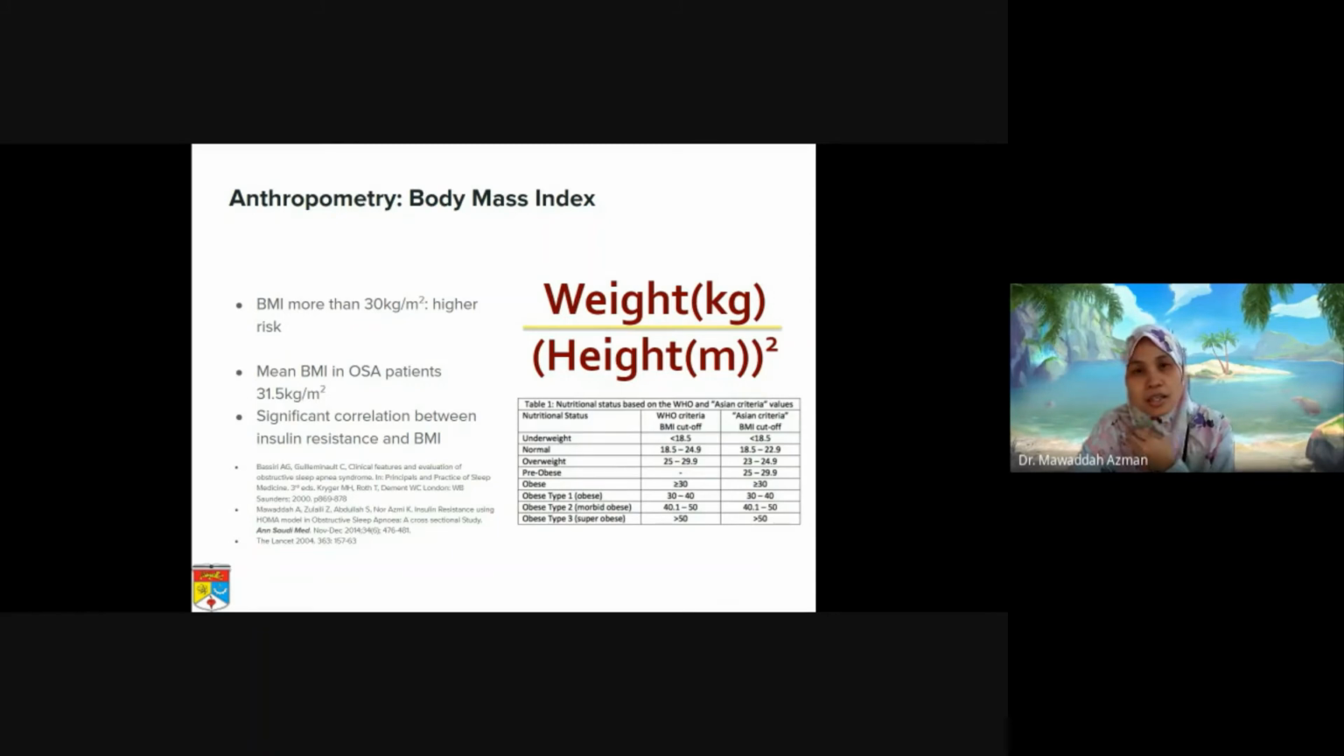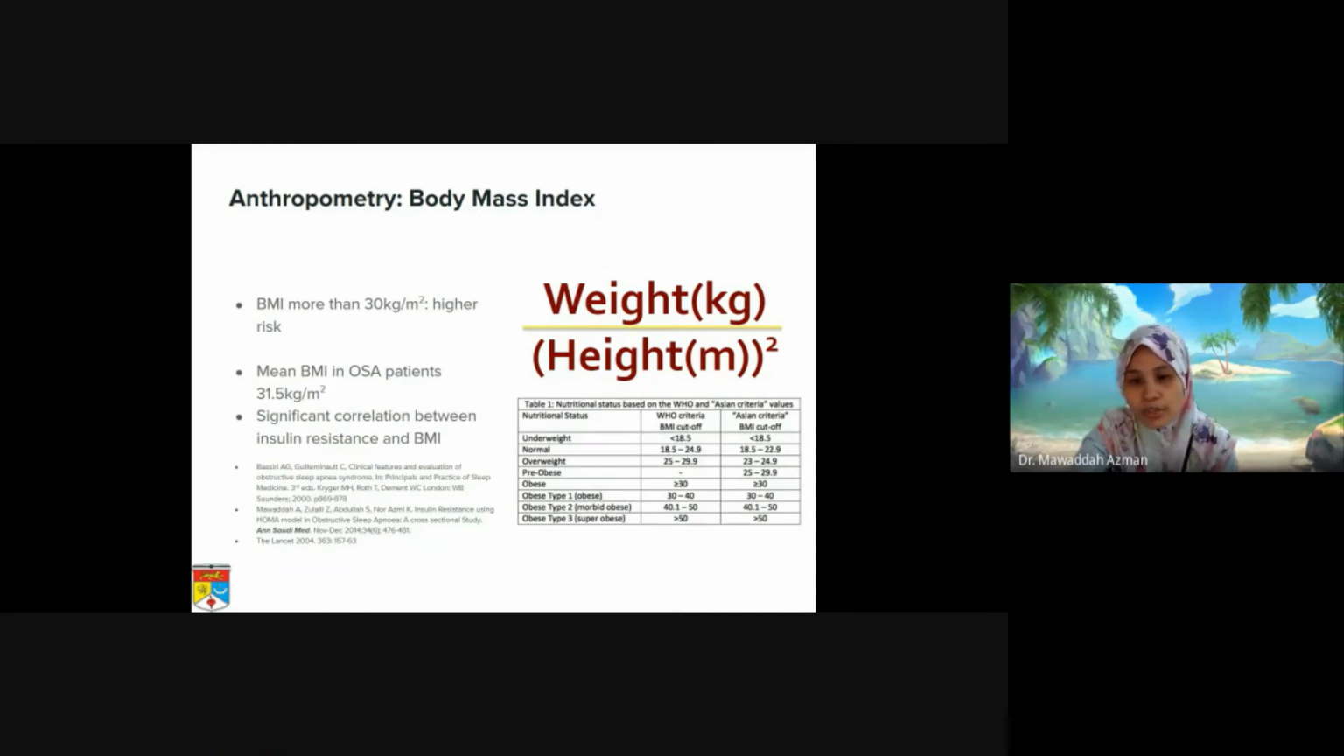So there's been a lot of speculation, many variations in assessing body mass index. And of course, we need to know that there is a specific Asian criteria for body mass index in which the cutoff point for overweight and pre-obese is lower than the Western population. So do please take note.